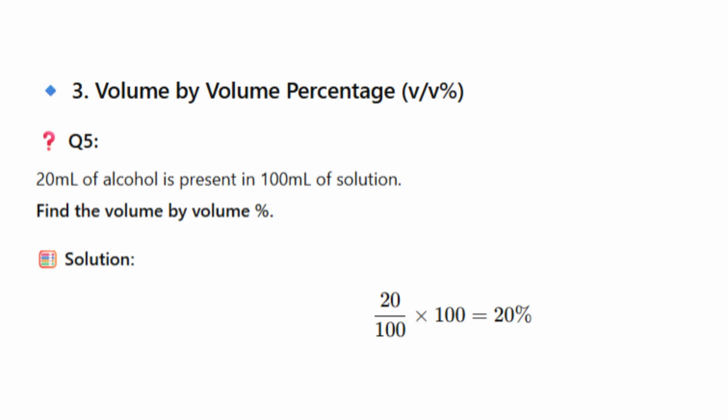V/V%. Question 5. 20 milliliters of alcohol is mixed in 100 milliliters of solution. Calculate volume by volume percentage. Solution. 20 divided by 100 times 100 equals 20%.